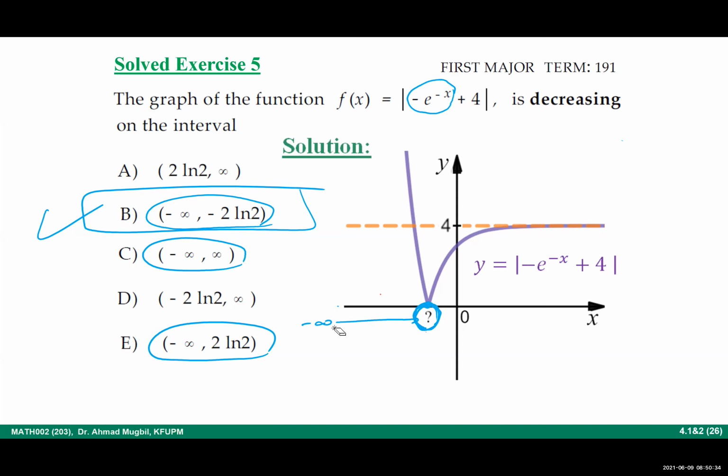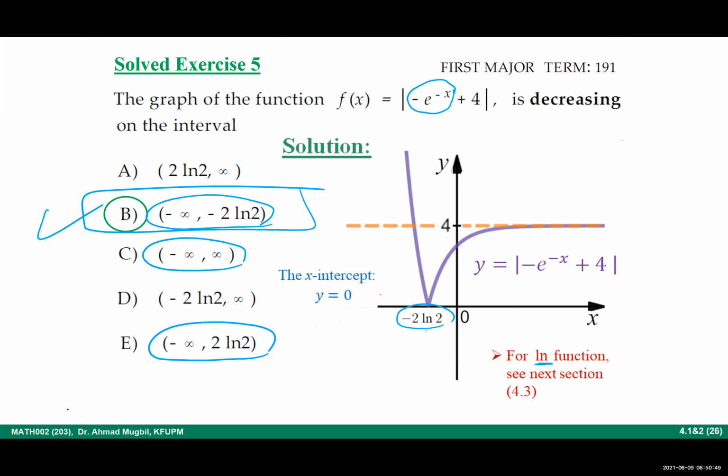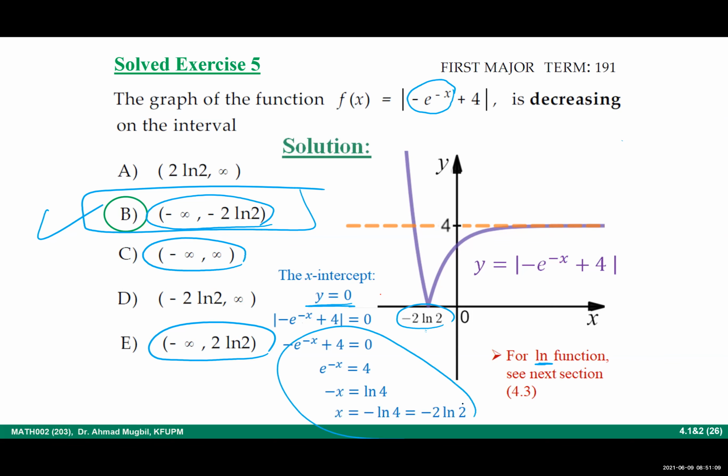But if you want to find it, it is not difficult. You know, ya Shabab, how to find the x-intercept. To find the x-intercept, this number, by the way, is negative ln 2. How to find it? For this ln, we will take it in the next section, 4.3, inshallah. You need to find the x-intercept, so you will put this equal to 0. Then you will solve it for x. So e to the power x means that x is negative ln 4, and ln 4 is ln 2 to the power 2, which is 2 ln 2. We will take this, don't worry about it, but we will take it in 4.3.